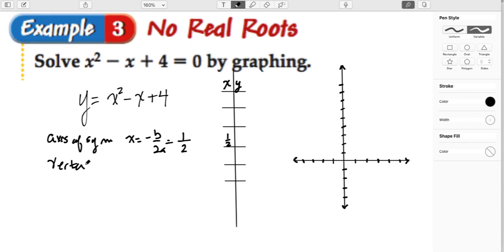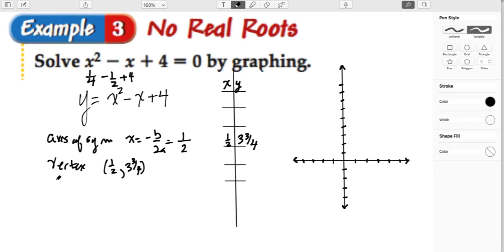If the x coordinate of the vertex is 1/2, we need to find the y coordinate by plugging 1/2 into the equation. 1/2 squared is going to give us 1/4, minus 1/2 plus 4. This will become -1/4. When I add that to 4, I get 3 and 3/4. Hopefully that made sense. So that's going to be our vertex. If I were to substitute 1/2 in, that's what my y value would be.